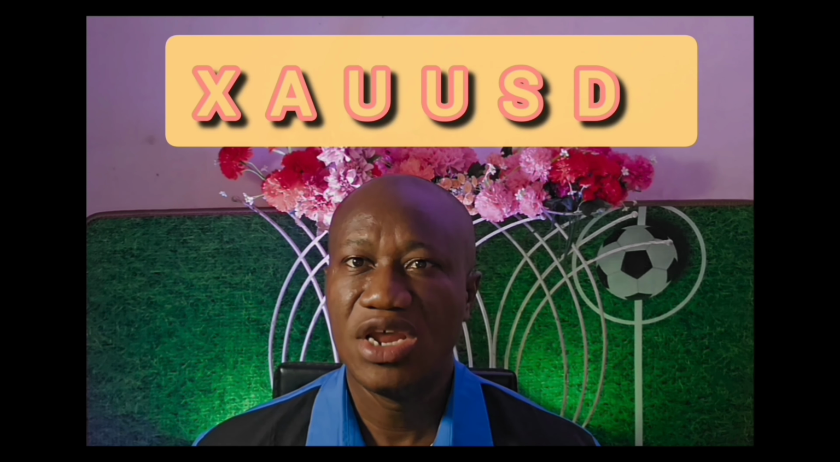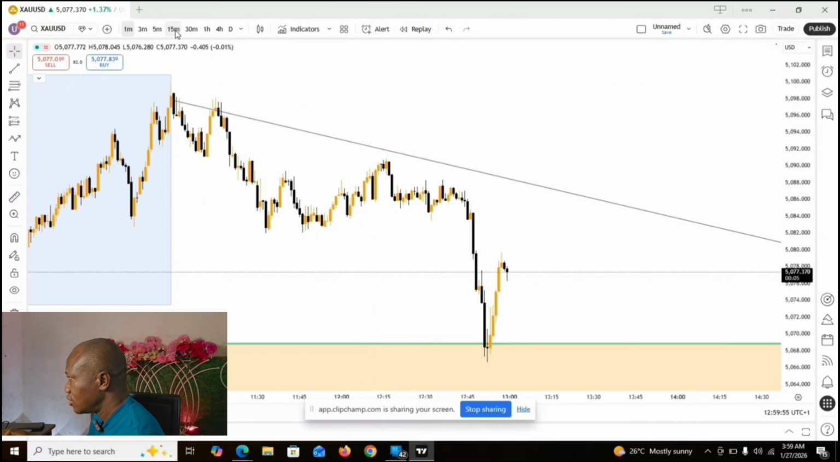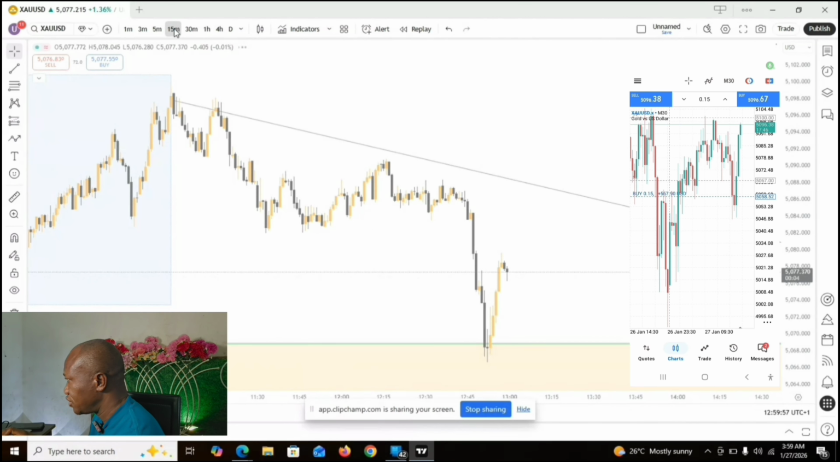I'll be trading only one pair on this account. That pair is gold, XAUUSD. So let's go to the chart and look out for trading opportunities. If I see any trading opportunity, I will pick up a buy. Currently we are in a gold trade. So let's go to the chart. Let me show you guys. Let's go to the 15 minutes time frame.